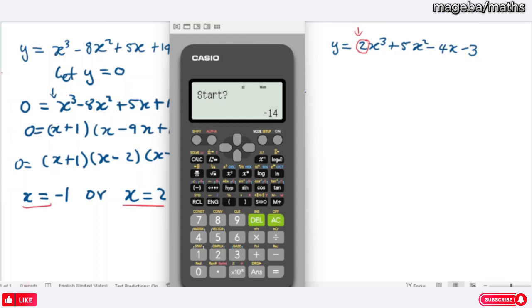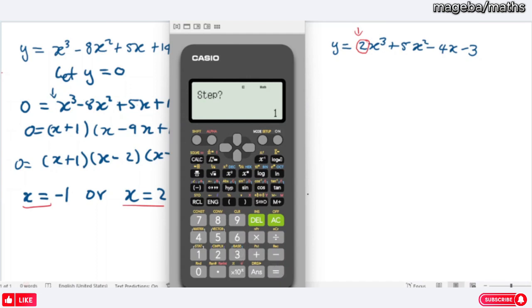Now, since my function here is 3, remember that start and end rely on what value you have here. So this one, since it's 3, depending on minus or positive, but we have 3 here. So my start is going to be negative 3. So it's going to say minus 3 and then equals. So my end is going to be 3. So it's going to be 3 equals.